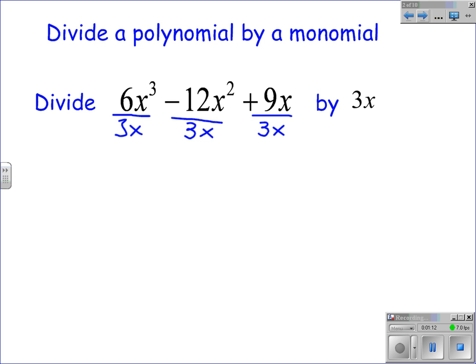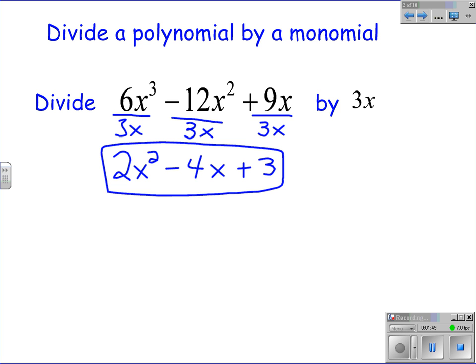So when you see 6x cubed over 3x and you simplify that fraction, what are you going to have? Melissa? 2x squared. All right. When you take negative 12x squared and you divide it by 3x, you simplify that fraction, Andrea, what are you going to have? Minus 4x. And finally, you take 9x and you divide it by 3x. Angela? 3. You're going to have 3.